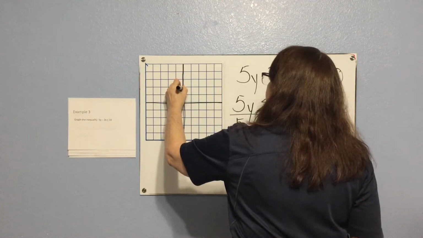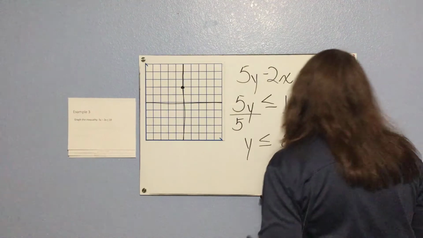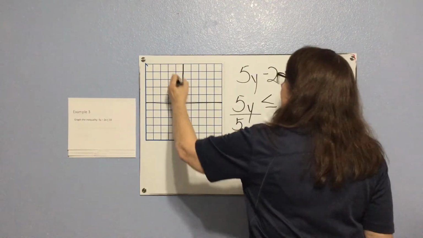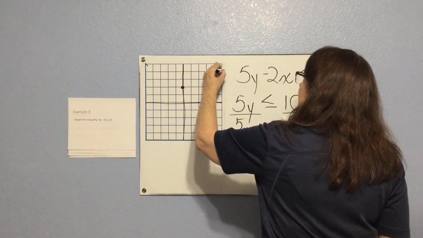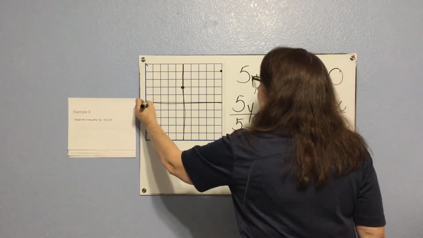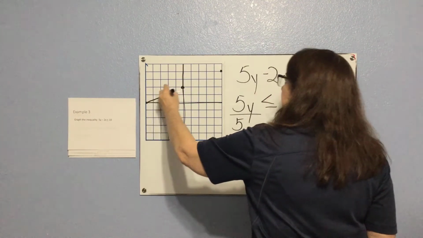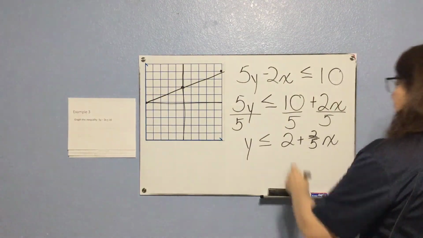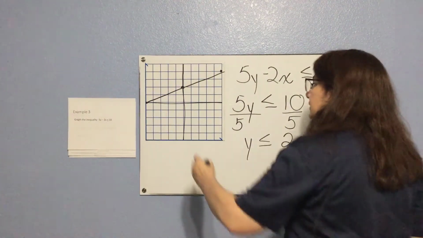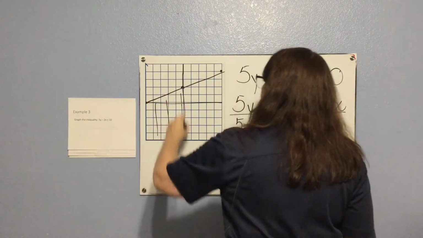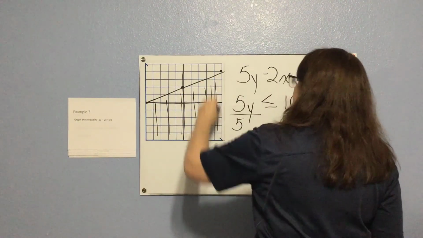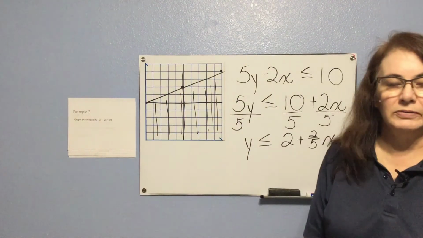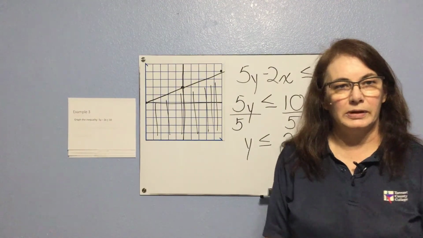So here's my y-intercept at 2. And my slope is 2/5, so up 2 over 5. Down 2, back 5. Solid line. And y is less than this, so we shade down here. Pause your video now and work on checkpoint 3.